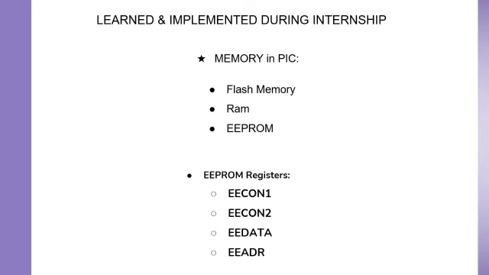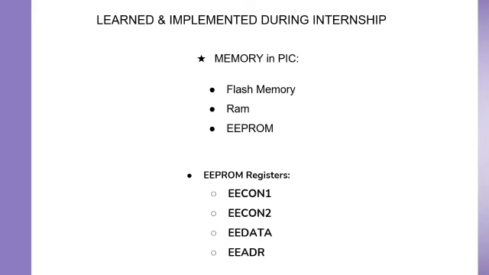These are the registers associated with PIC16F877A EEPROM. The register EECON1 is the EEPROM read or write control register, and EECON2 is used to execute a special instruction sequence during write. EEDATA holds the data to be written to or read from EEPROM. EEADR holds the EEPROM memory address from where the data needs to be read or written.